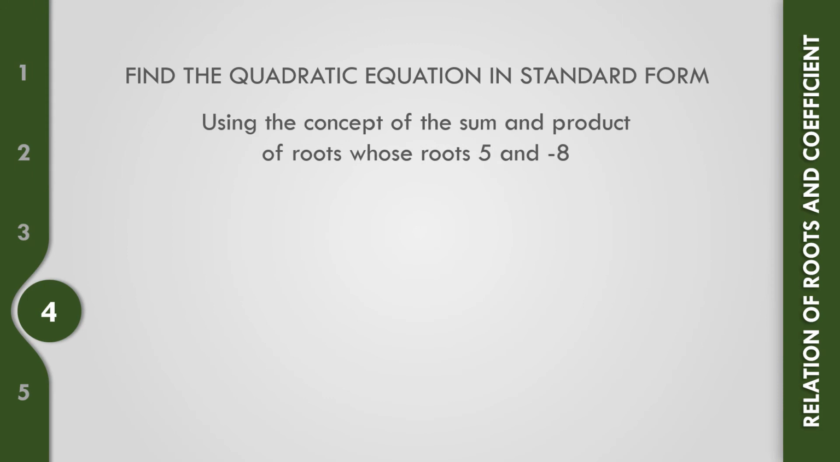How about example number 4? Using the concept of the sum and product of the roots, whose roots are 5 and negative 8, let us find the quadratic equation in a standard form. So the formula, let us add the two roots, so 5 minus 8. Subtract, and copy the sign of the larger number, so that is equal to negative 3. Next, the product of the roots. Let us multiply 5 times negative 8, that is equal to negative 40. So we have the sum of the roots, that is negative 3, and the product of the roots, that is equal to negative 40.